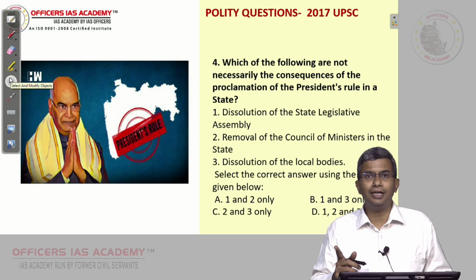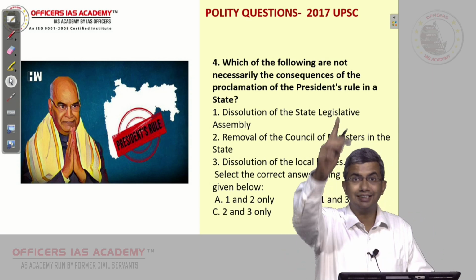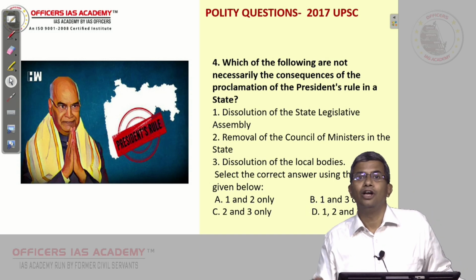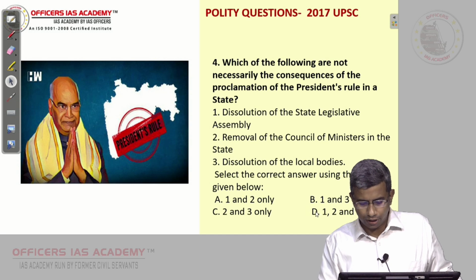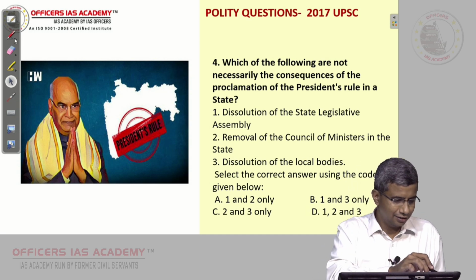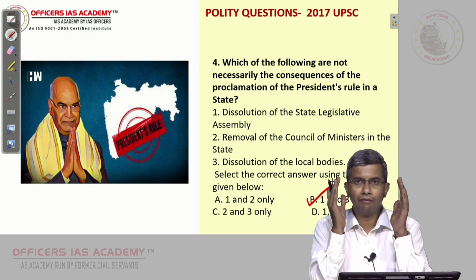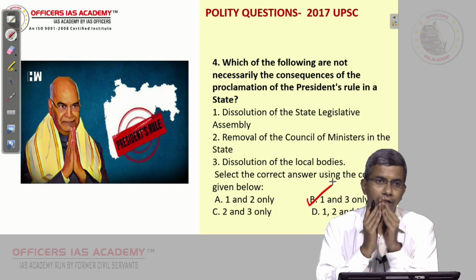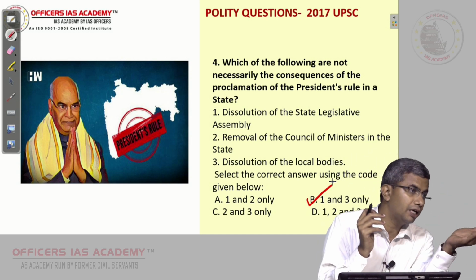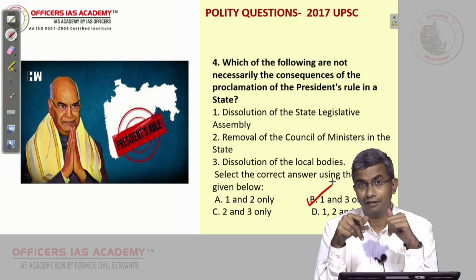Removal of Council of Minister is definitely a consequence of presidential rule. So the question is, which are not necessarily a consequence? So even after President's rule, this may not happen. So three choices have two as an answer. Sorry, the correct answer is B in this. You should be conceptually clear that state legislative assembly may be dissolved or may be kept in suspended animation. Sorry, see, look, not necessary, necessary, quite possible.